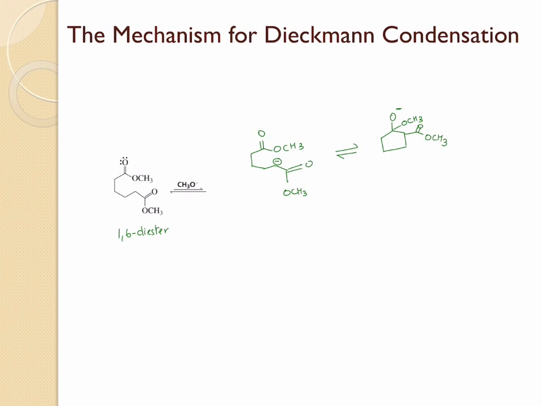Now after this, the pi bond will be reformed where these electrons will come in, and because there is a leaving group, this is going to leave. And this is going to result in a beta keto ester. So this is a beta keto ester.